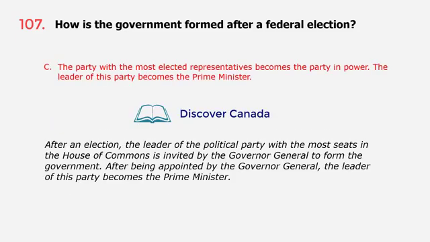The answer is C. The party with the most elected representatives becomes the party in power. The leader of this party becomes the Prime Minister.